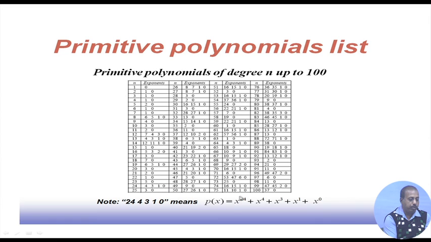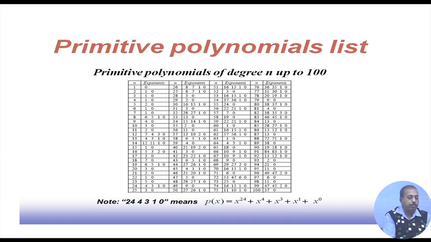So, the x to the power 24 term will always be present, because that is the x to the power n term, but the remaining tapping points will be at 4, 3, 1 and 0. So, this becomes the primitive polynomial for n equal to 24. This list is available, in fact, up to n equal to 512. So, this list that is available is very big.